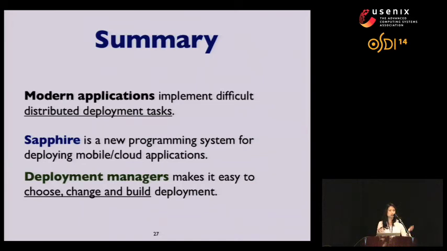So in summary, I've shown you that modern application programmers are faced with the difficult task of tackling distributed deployment in their application. We've designed Sapphire, which is a new distributed programming system, to help with the deployment of these mobile cloud applications. Sapphire has a new architecture that supports deployment managers, which enables these application programmers to easily choose, change, and build deployment without touching the application itself. Thank you, and I'll take some questions.